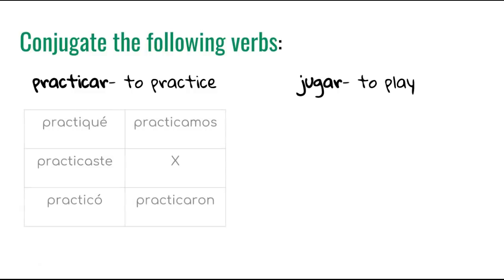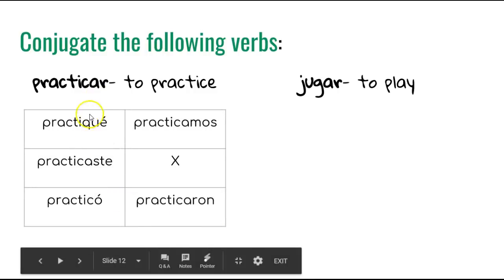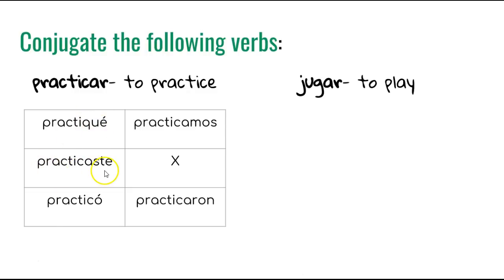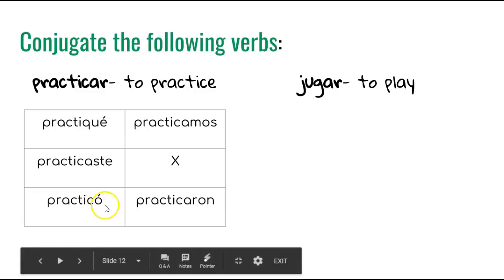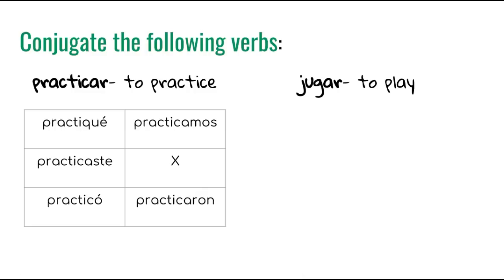Okay, para practicar, did you get practiqué with the spelling change of a C to QU? And then practicaste for tú, practicó with an accent on the O, practicamos y practicaron? If you did, then you just conjugated a car verb in the preterite.